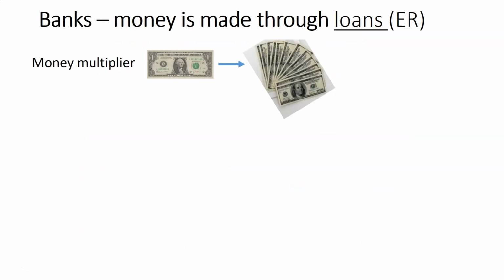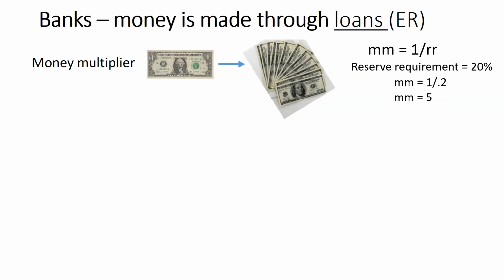So again, money is made through loans. When we're talking about how money is made through loans, we're looking at the money multiplier. The money multiplier is 1 over the reserve requirement. And that will be provided to you, or you look at the demand deposits versus those that are in the required reserves, and that will allow you to figure out the reserve ratio. In these cases here, our reserve requirement is going to be 20%. And so that means that our multiplier will be 5, because 1 over 0.2 gives you 5.